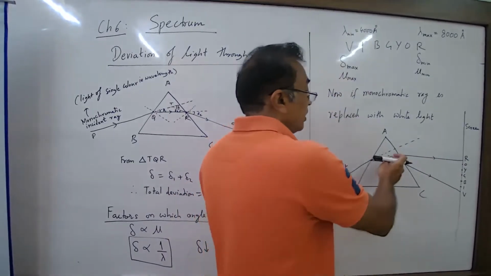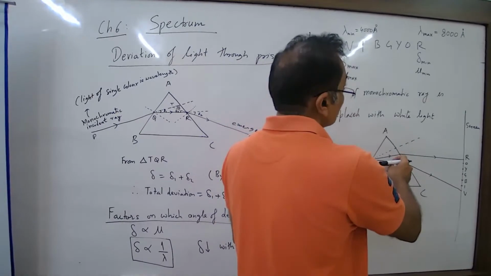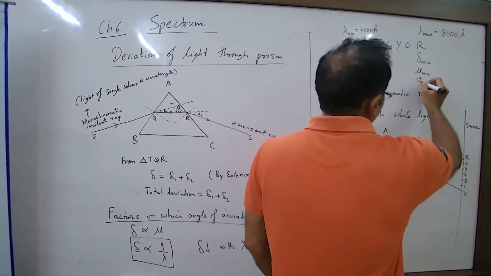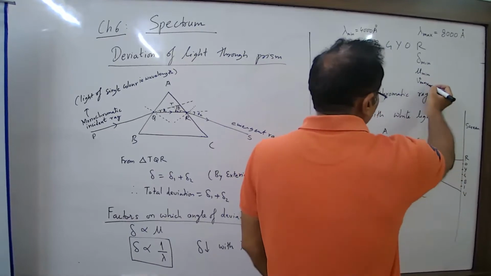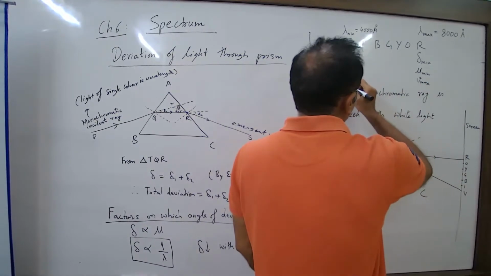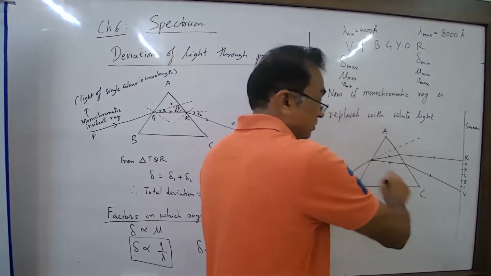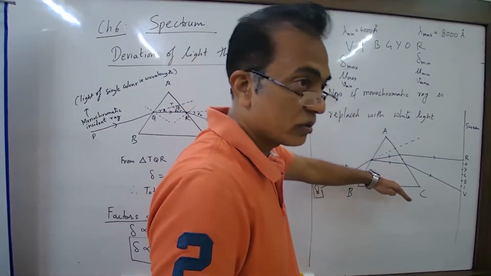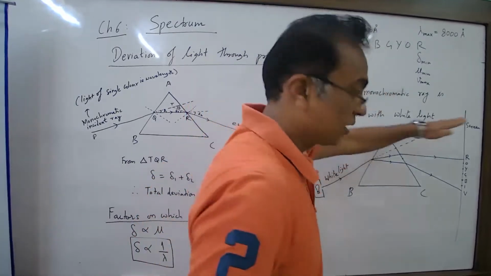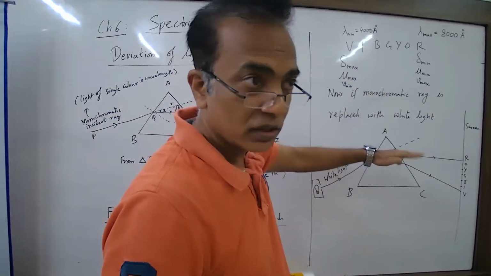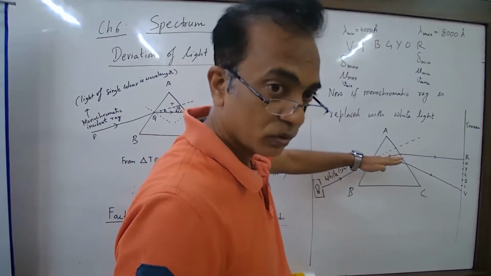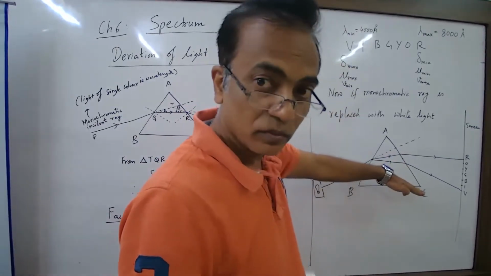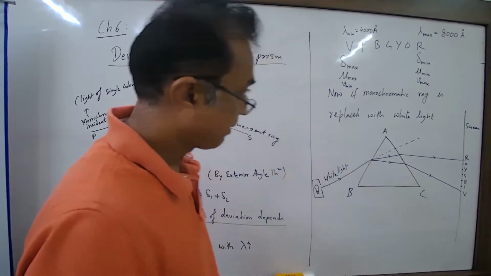So why is red bending the least? Because its speed is maximum. Violet's velocity will be minimum. So which color will travel with the minimum speed? Violet. That's why it is bending the most. The one with more speed comes out quickly and doesn't get a chance to bend more. The one which is traveling slow will bend more, right? Understood?